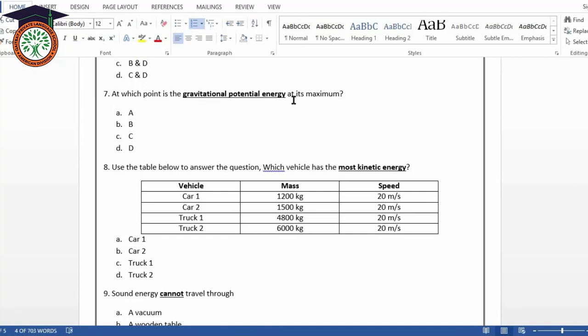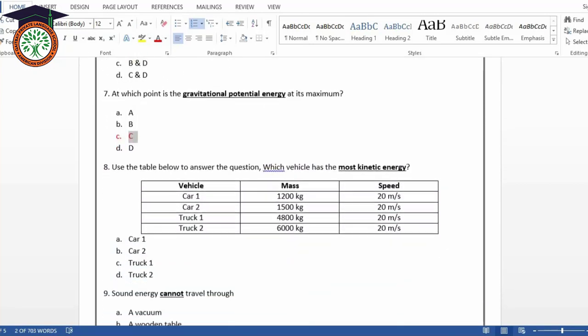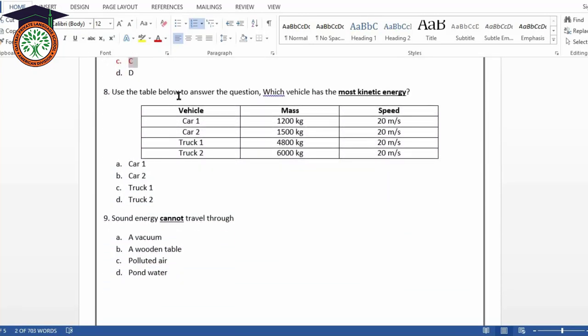Okay, question number 7. At which point is the gravitational potential energy at its maximum? It will be maximum where in this photo? The gravitational potential energy is greatest at the highest point, right? It will be at point C. Excellent. Okay, let's move to question number 8.